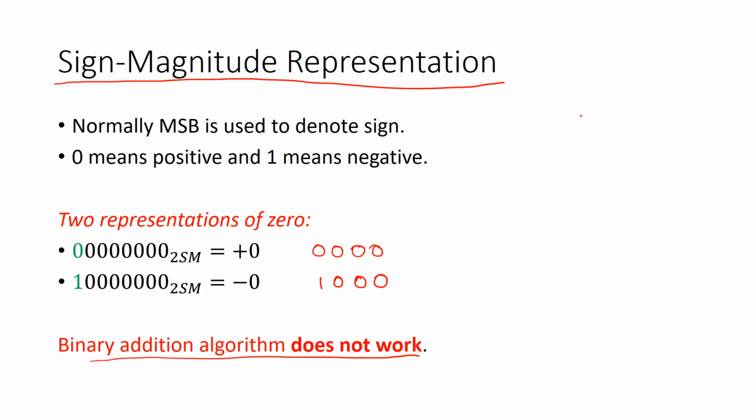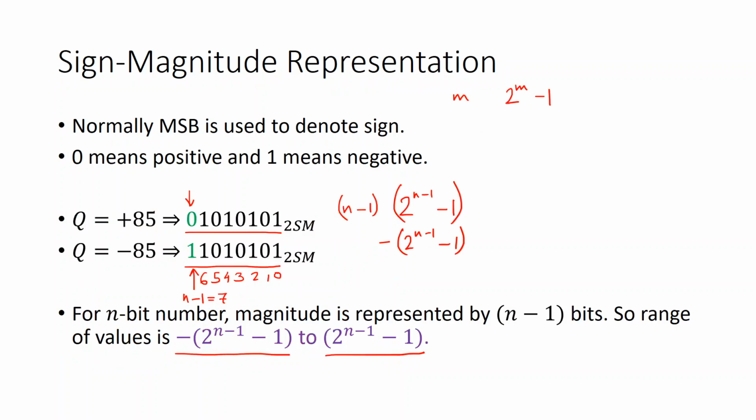Just let us do a quick example. Maybe we can take this. So we had an example here, right? Plus 85 and minus 85 must give you 0, isn't it so? But let us do the addition. 0 1 0 1 0 1 0 1. This is plus 85, and minus 85 is 1 1 0 1 0 1 0 1.